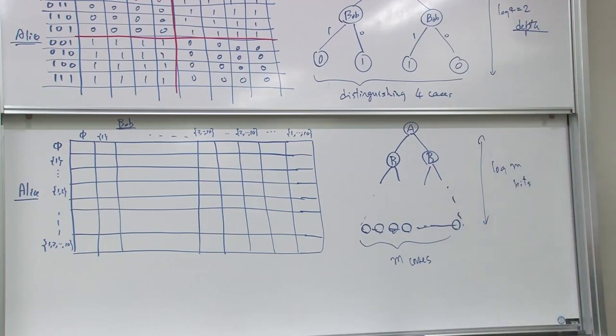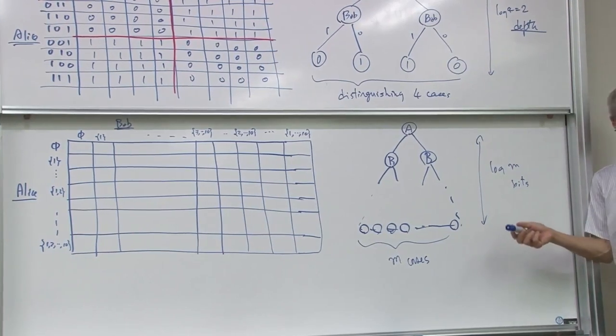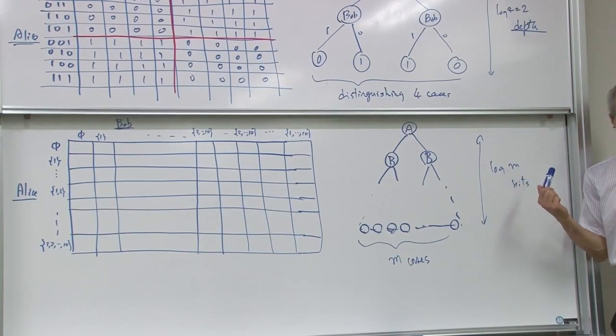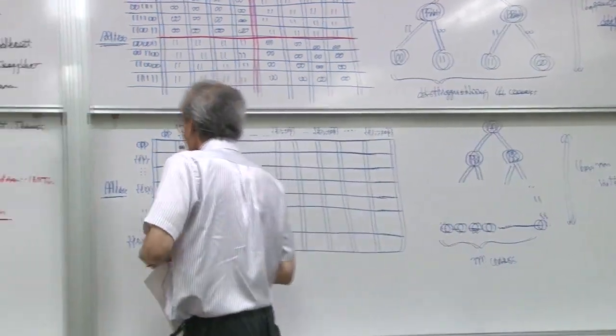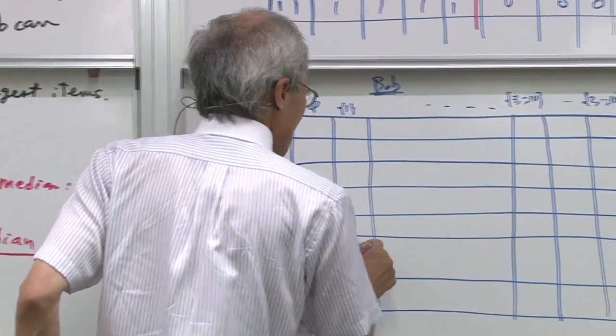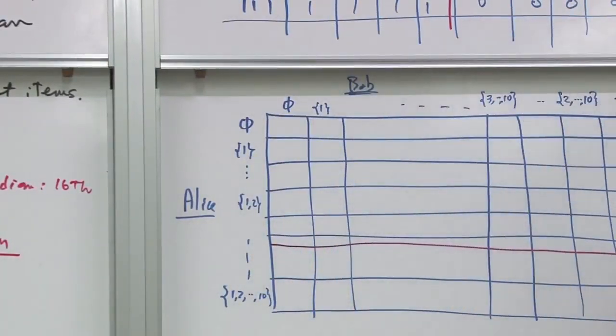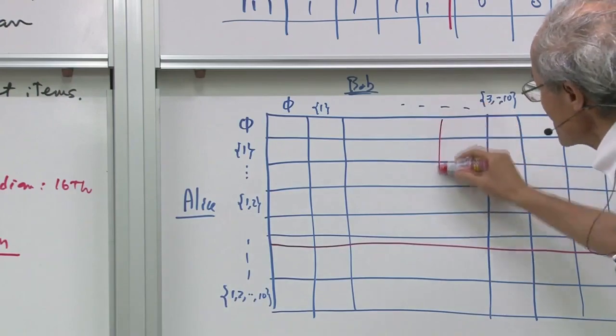If we have m different cases to be distinguished, then we need log m bits for communication. That is exactly as before. By sending 1 bit, Alice sends 1 bit, then this table will be divided into 2 parts, right? Exactly as before. Now then, Bob sends 1 bit. Then again, the whole table will be divided into 2 parts.